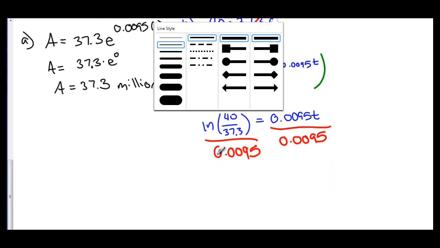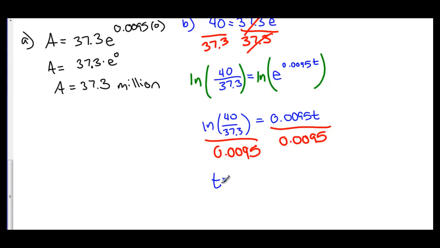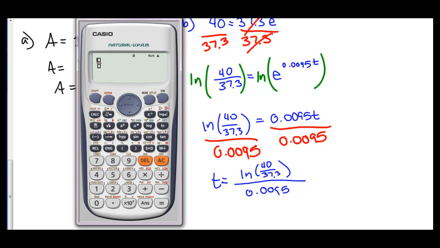And we're going to end up with t equals the natural log of 40 over 37.3, and then all that divided by 0.0095. And we're going to get a decimal equivalent by putting it in our calculator. So we have the natural log of 40 over 37.3, all divided by 0.0095, and that gives us 7.356.